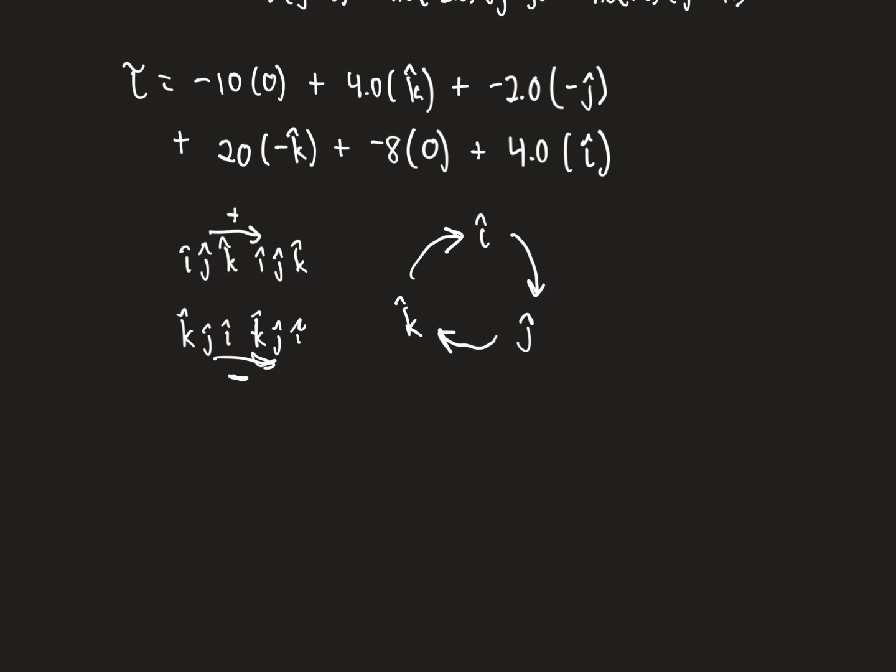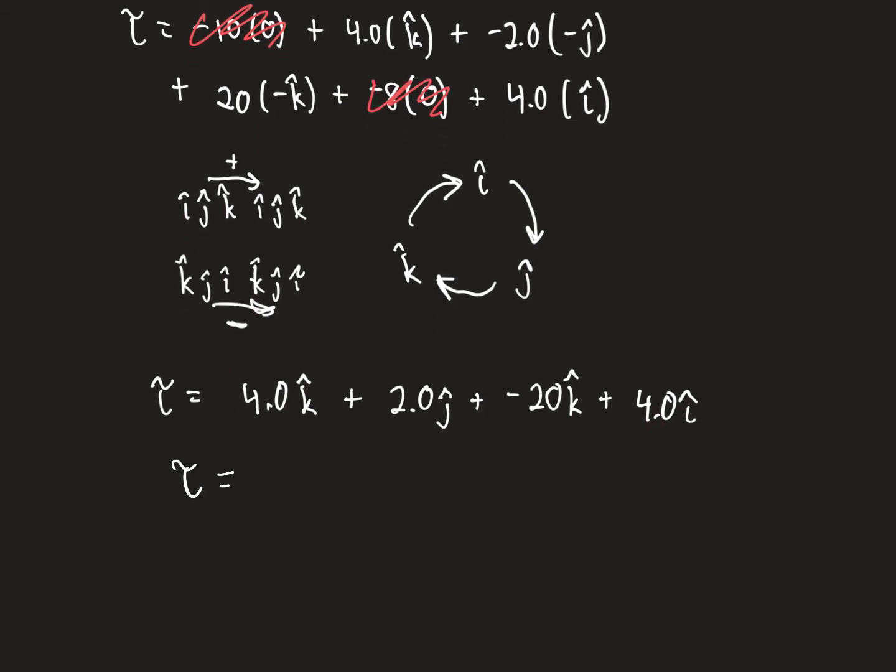So I've got this torque. I can cancel out everything that has a 0 that goes along with it. Right? All those things with zeros go away because you're multiplying by 0. And then I can simplify this. Torque equals 4.0 k hat. Negative 2 times negative j gives me a positive 2 j hat. And plus a negative 20 k hat. And then plus a 4.0 I hat.